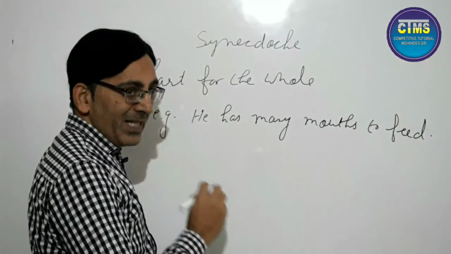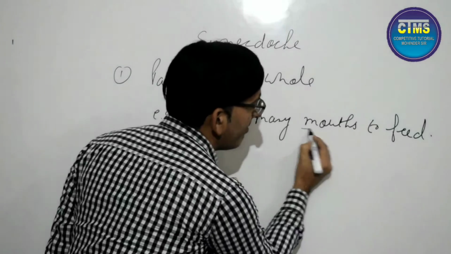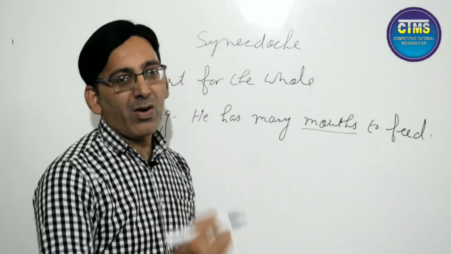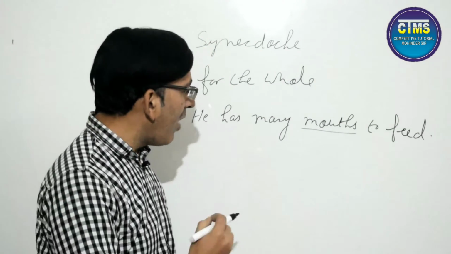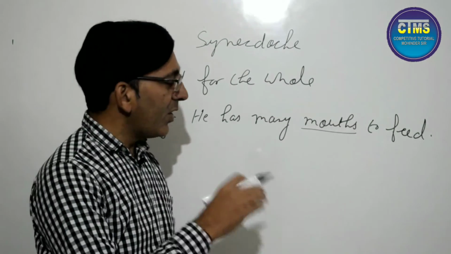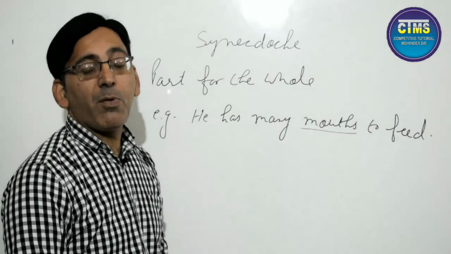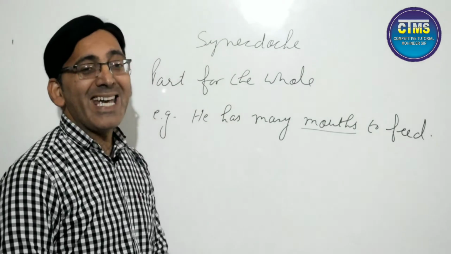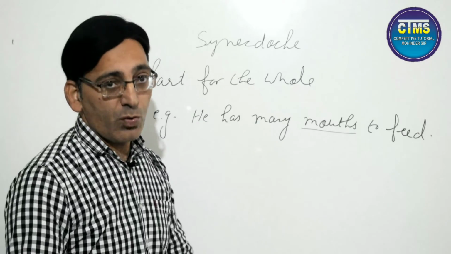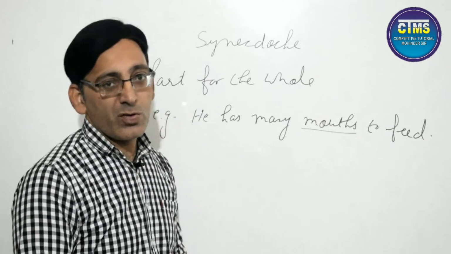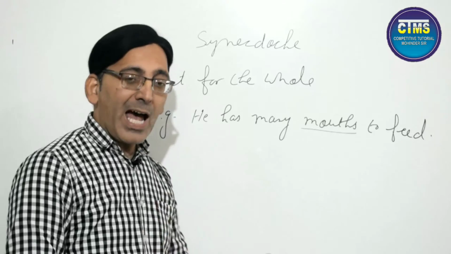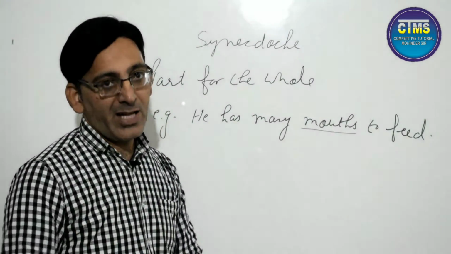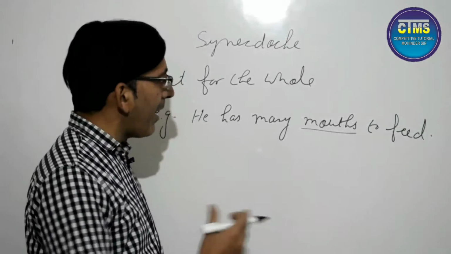And the figure of speech Synecdoche lies in mouths, because here we have used only one organ of our body. He has many mouths to feed. So here mouth stands for persons. So he has many mouths to feed means he has many persons to feed. Here we are using only one organ, mouth, and through that organ we are representing the whole man. That is one example of part for the whole.